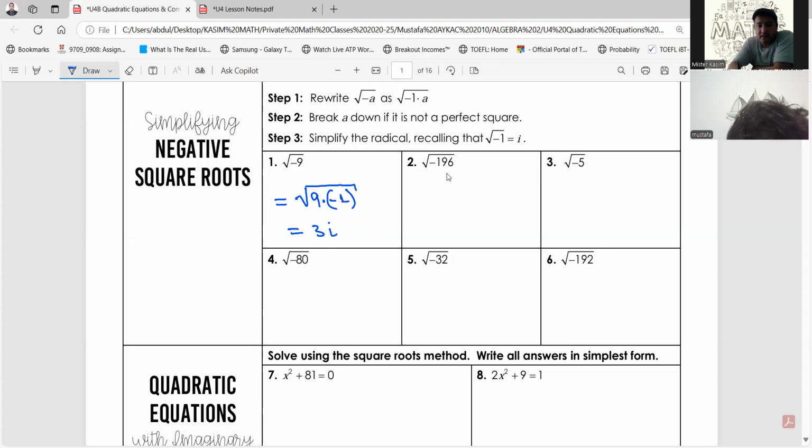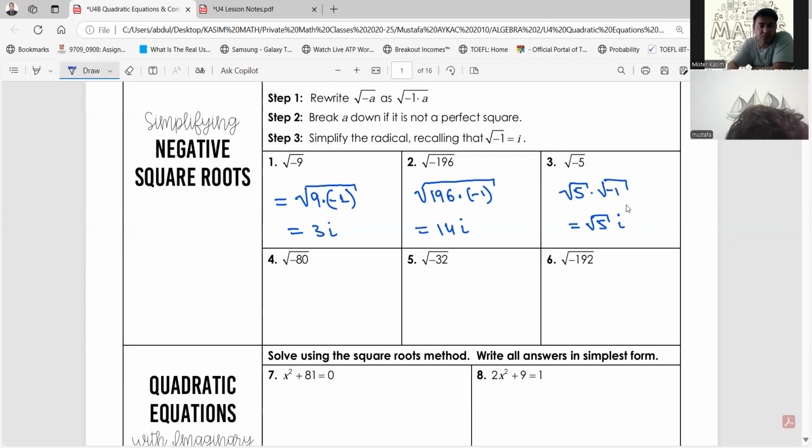And how about square root of -196? I can write it as 196 times -1. And what is square root of 196? It is 14. And what is square root of -1? It is I. So this is 14i. And how about square root of -5? We don't know, but I can write it as 5 times -1. So that's equal to square root of 5 times I.